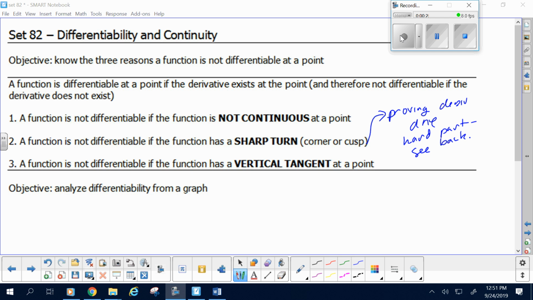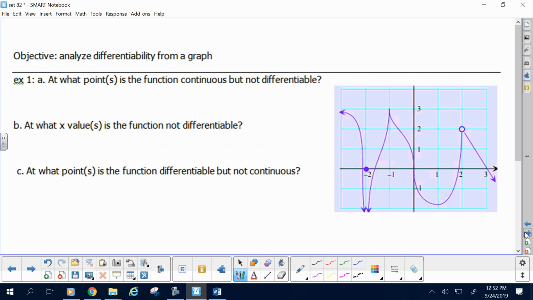And then vertical tangent. Why would a derivative not exist when there's a vertical tangent? Think slope. The slope is rise over run, and if it's going vertical, then there is no run. There's no sideways. You get division by 0. So a vertical tangent is bad because the slope is division by 0. You with me? All right. You should be able to tell me, based on a graph, where continuity and differentiability succeed or fail.